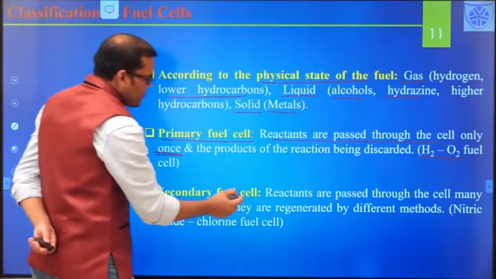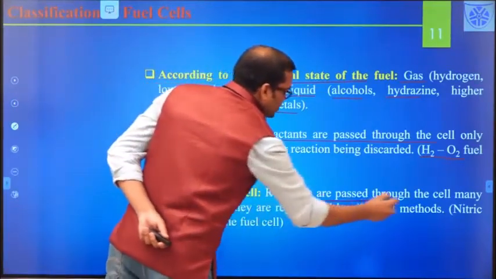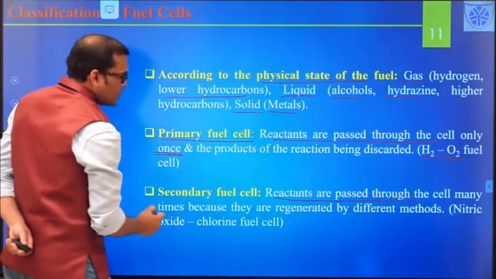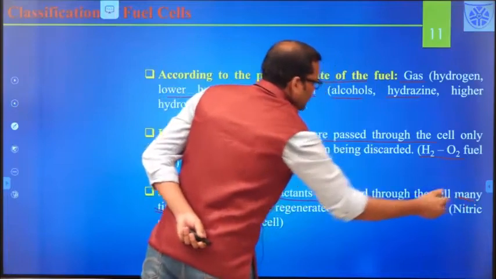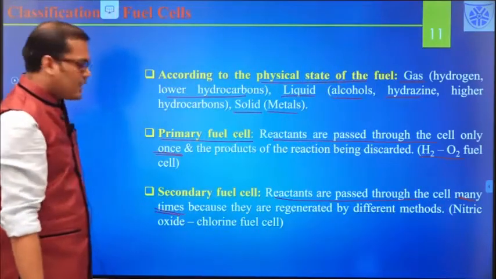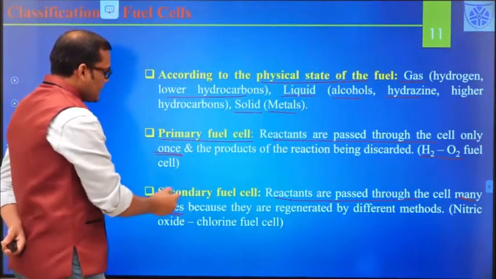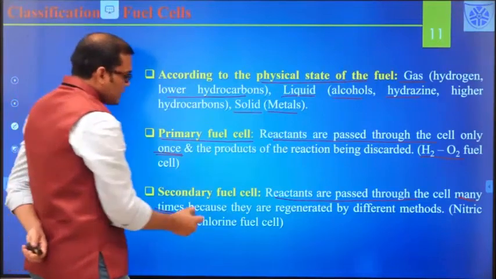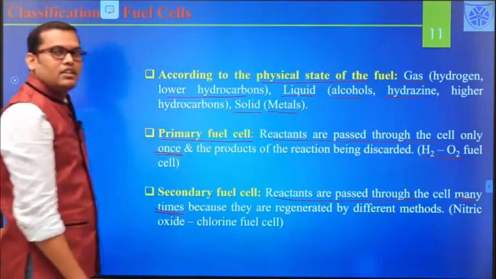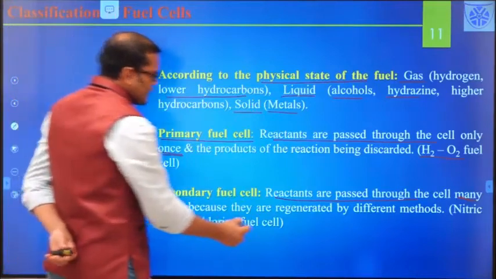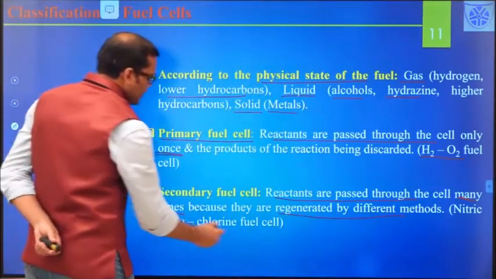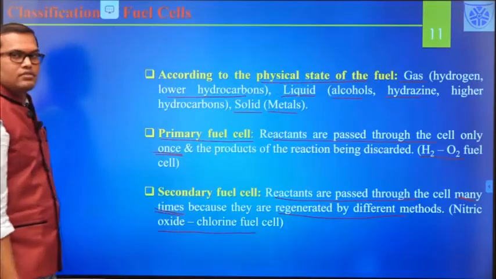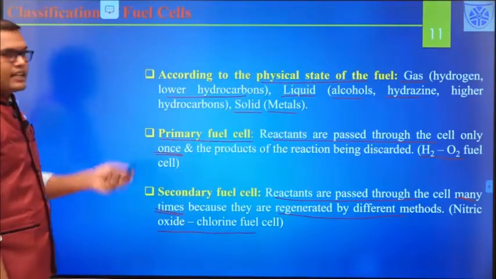In a secondary fuel cell, reactants are passed through the cell multiple times. So you can pass the fuels and the oxidants many times, then you call it a secondary fuel cell, and basically those fuels and oxidants you can regenerate by different methods. The example for this cell is the nitric acid and chloride fuel cell. This is the example for the secondary fuel cell.